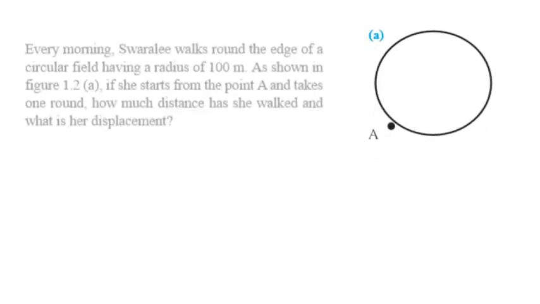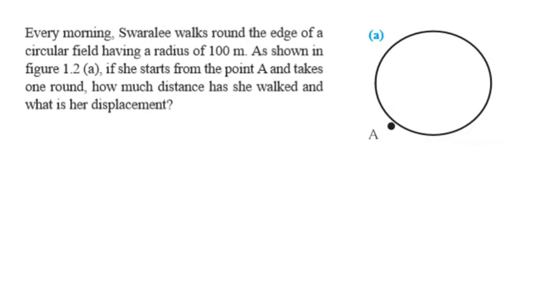To understand distance and displacement in detail, let us look at another example. Now here, Swarley walks round the edge of a circular field having a radius of 100 meters. If she starts from the point A and takes one round, how much distance has she walked and what is her displacement? So children, she is at point A and she is taking one round of the circular ground and again reaching point A. We need to calculate the distance and the displacement covered by her.